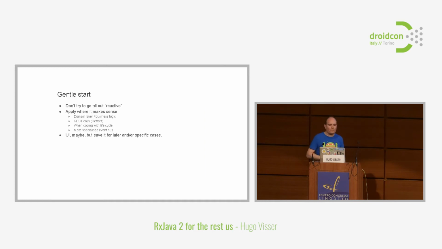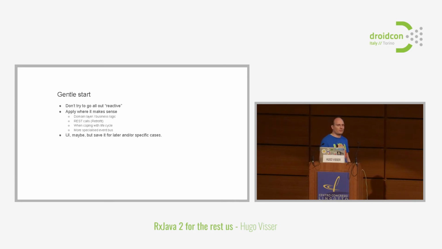So for that, my recommendation would be just to do a gentle start, right? So don't try to go all out reactive and say, this is great, let's make everything reactive. You probably won't turn out that great the first time. But apply where it makes sense. And where it makes sense, I think in your domain layer it makes sense, where you're doing some data transformation, for example. REST calls, obviously.